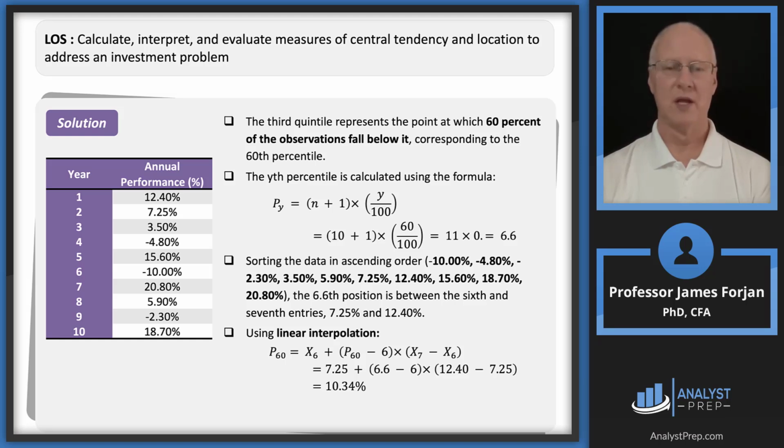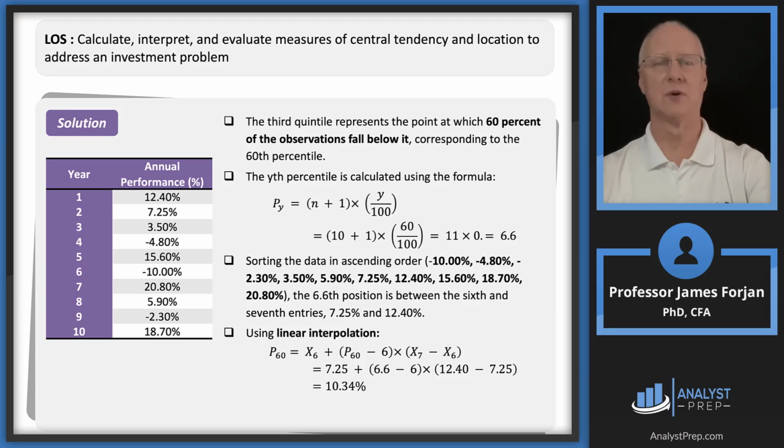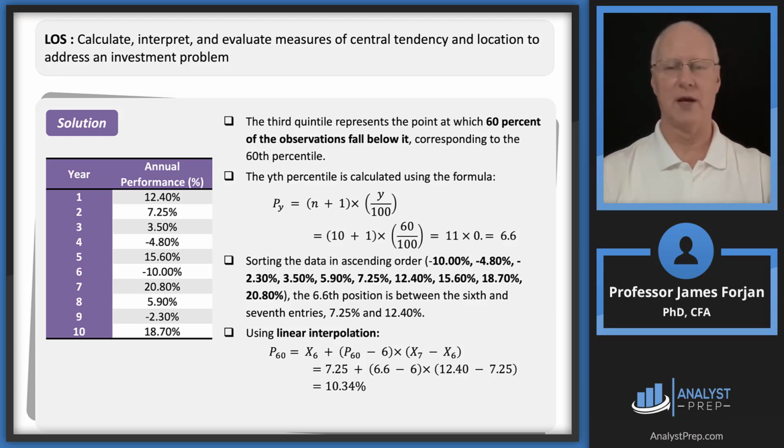That's 60%. So we're going to do n plus 1. Let's go back up to the second box. This is that equation I was telling you about just a few slides ago. So n plus 1, we have 10 observations down the left-hand side. That's 10 years plus 1 times 60 over 100. So that gets us 6.6.